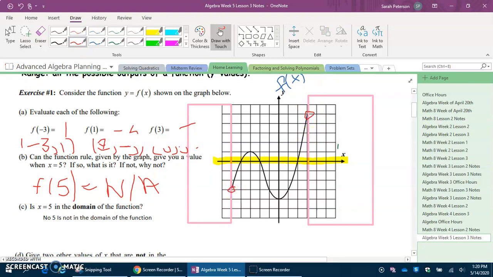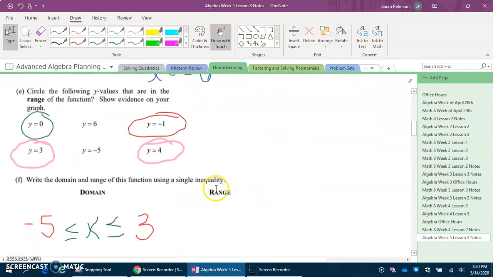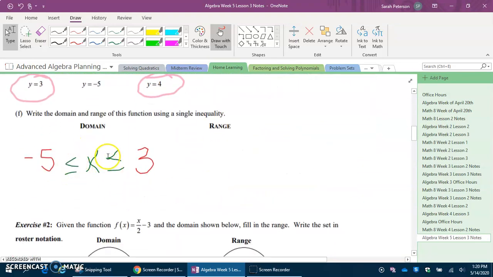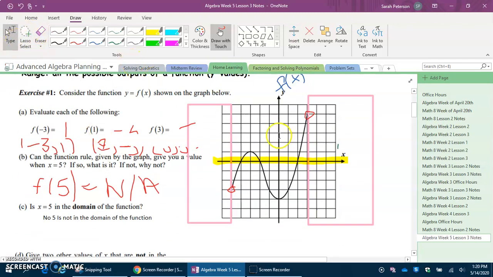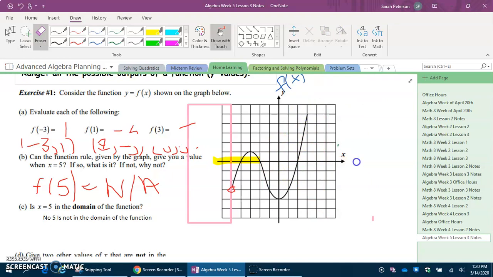But since there's a solid point or a solid line, you can assume that it's equal to there. Okay, so that's domain. Range is going to be opposite. It's going to be looking at our y-axis. So let me just erase this here.